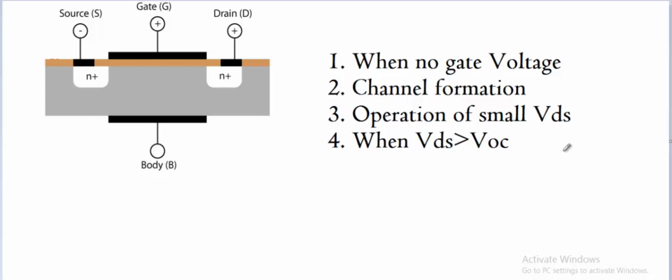So today in this video I'm going to tell about what happens when there is no gate voltage. My previous lecture and this first case require some pictorial representation, whereas the second, third, and fourth require some whiteboard representation. So I'm going to teach these three on my whiteboard. So we'll start our topic, what happens when there is no gate voltage.